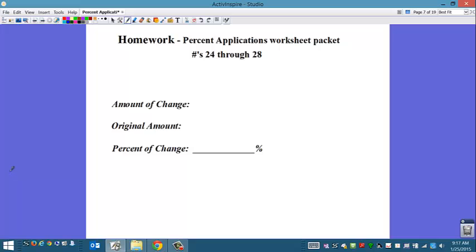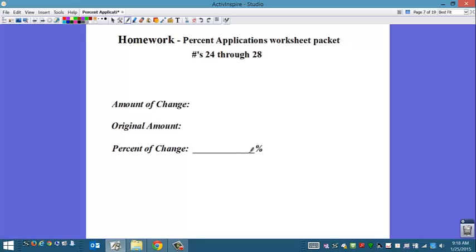Okay, your homework is your percent applications worksheet packet, which you should have with you. You're to do problem numbers 24 through 28. You're going to be finding the percent of change for different situations. And for each problem, it has a section for you to fill in the amount of the change, the original amount. And then it has a line for you to put the percent change. So it's not asking this time for an answer statement. It just wants you to fill in the percent change.